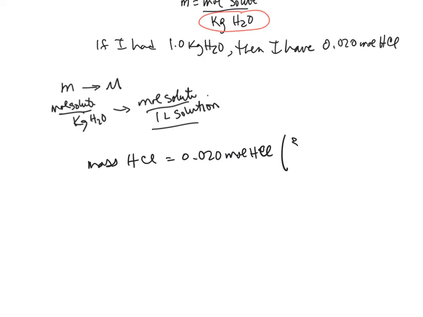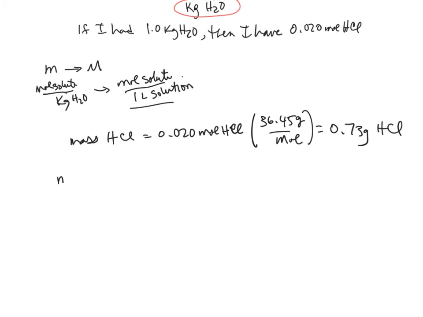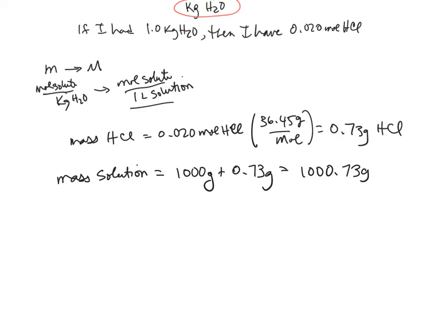Times 36.45 grams per mole. So this is 0.73 grams of HCl. So the mass of the solution equals 1 kilogram, which is 1,000 grams, plus 0.73 grams. So you have 1,000.73 grams of solution.